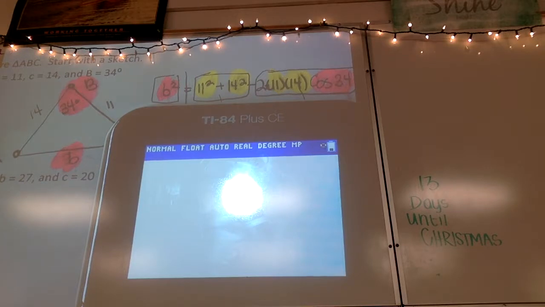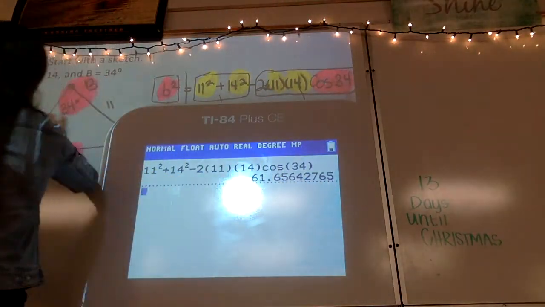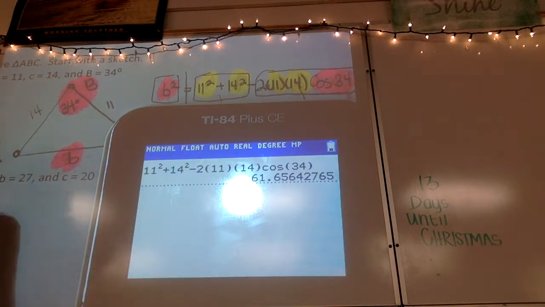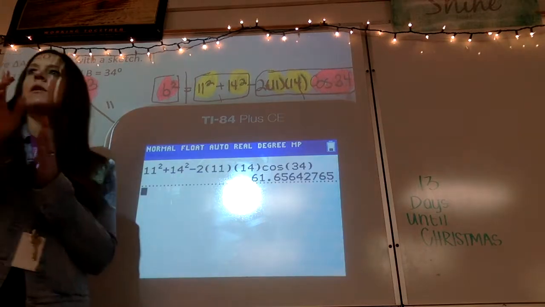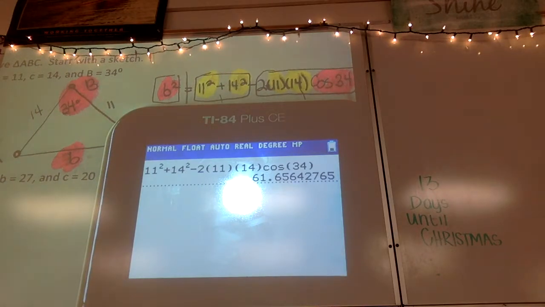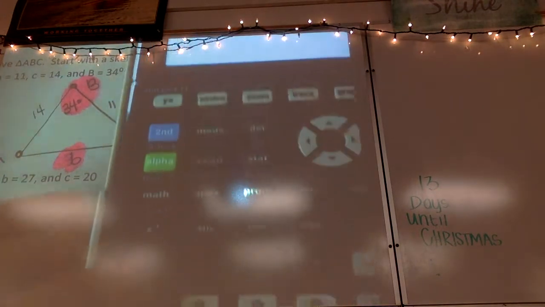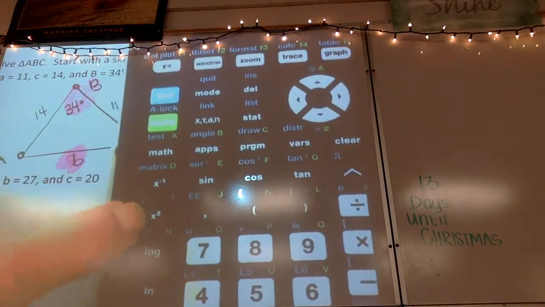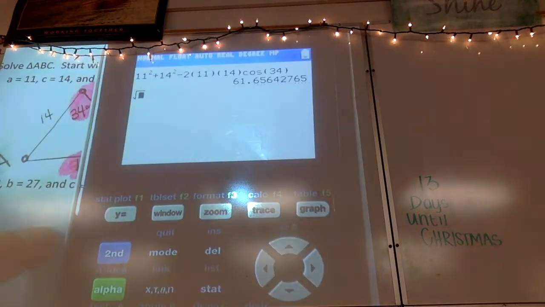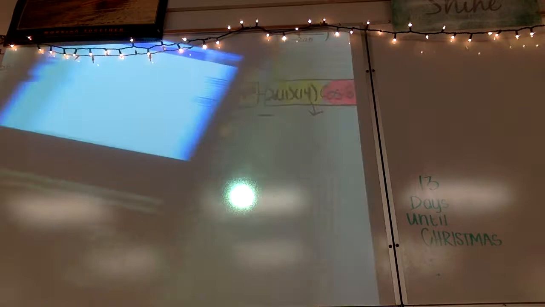You hit enter. 61.65 should feel what? Big or small compared to the pieces you have? Huge. Why is it huge? What's the last piece? You got square rooted. Good. Nice job. B squared. Square root it. So you hit second. Do you see second, the square root function? Second square root and then second answer. And it will tell you 7.85.